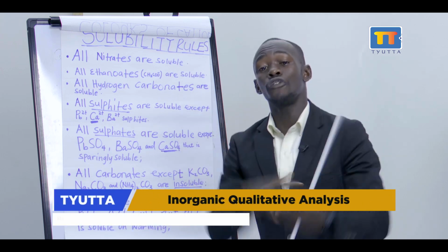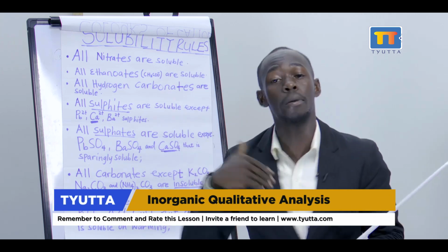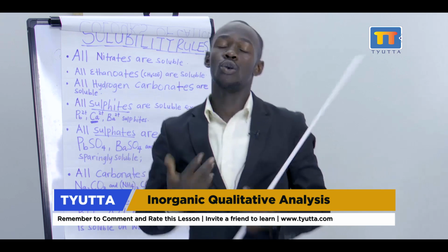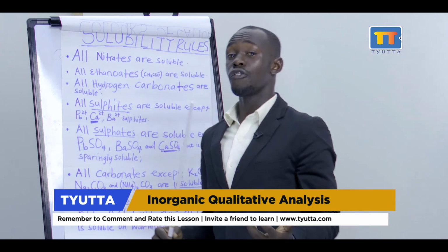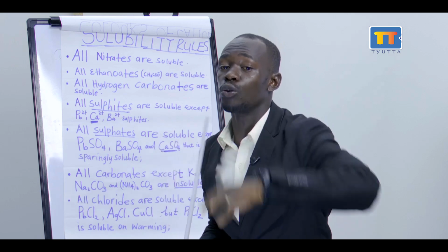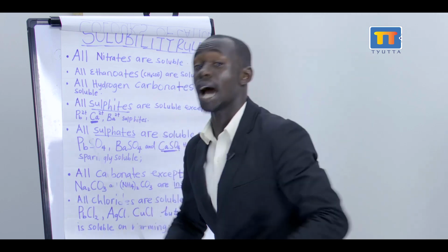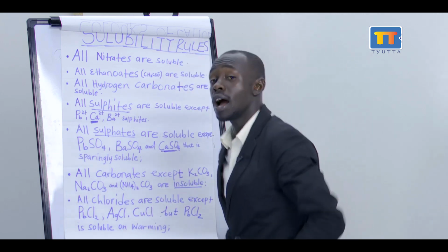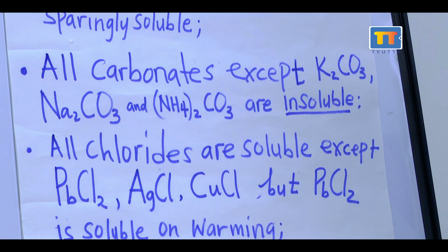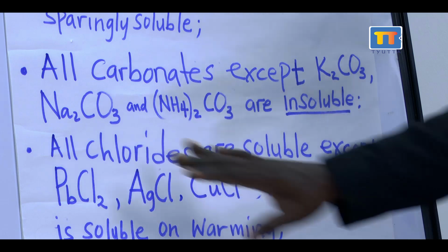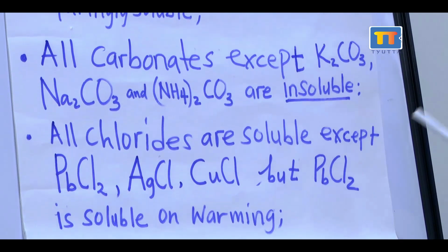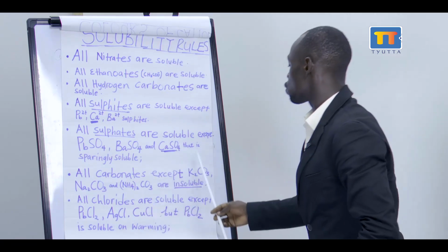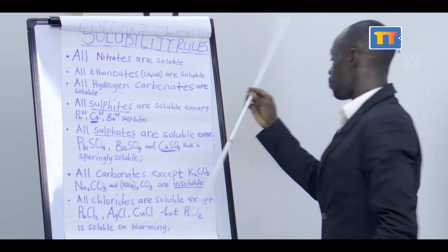However, the rest of the carbonates are purely insoluble in water. They don't dissolve. You will try to dissolve it 1,000 times. It will refuse to dissolve in water. Therefore, we call them insoluble. We say all carbonates are insoluble, except the soluble ones. So get to remember that one. Examples have been given: sodium carbonate, ammonium carbonate, and potassium carbonate. These 3 are soluble, but the rest are insoluble.